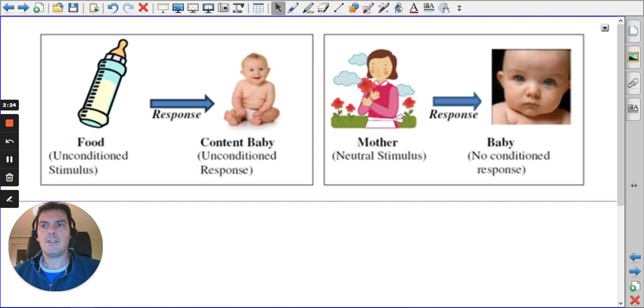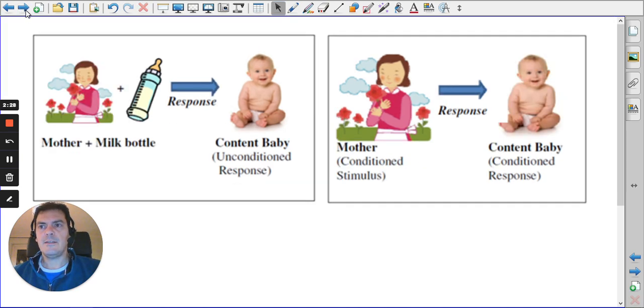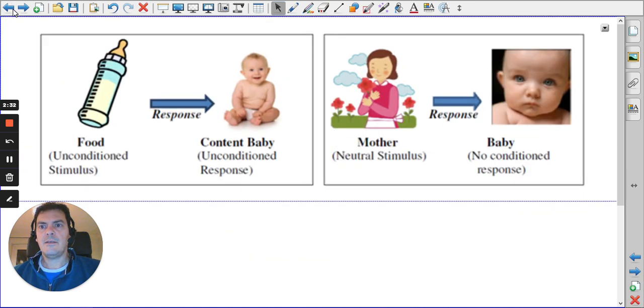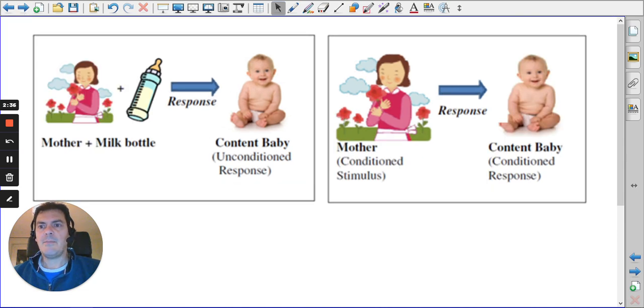Though, of course, because this is classical conditioning, we find that the mother and the milk are produced at the same time. Now, of course, there's a bottle there, but think about it in terms of breastfeeding. There's that mother-milk association that happens repeatedly. And of course, the baby is content.